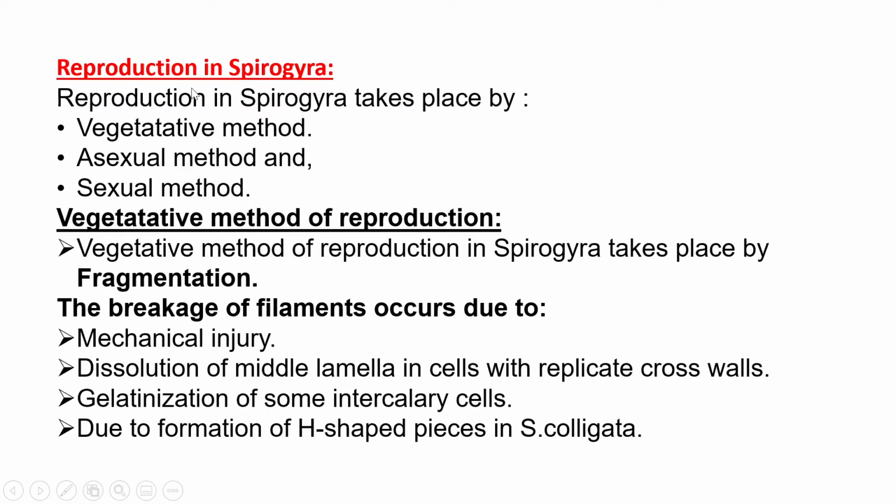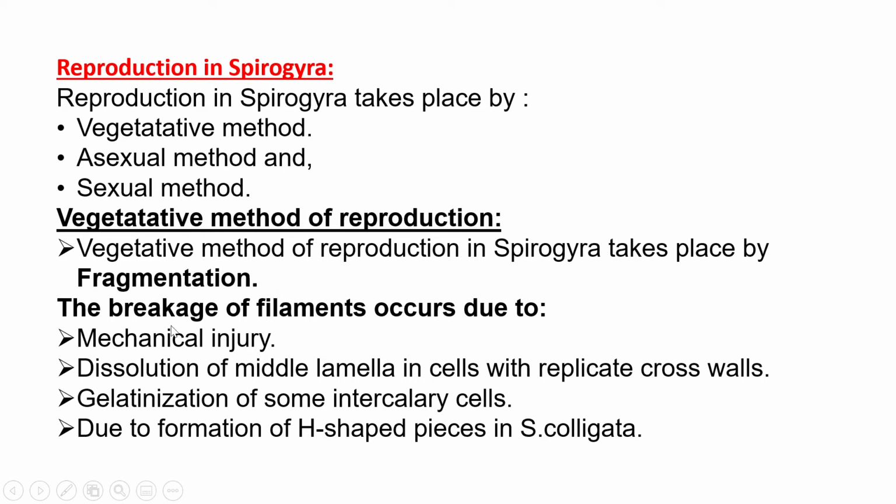Then we will move on to reproduction in Spirogyra. Reproduction in Spirogyra takes place by three methods: vegetative method, asexual method, and sexual method. We will see them one by one. The first one is the vegetative method of reproduction in Spirogyra. The vegetative method of reproduction in Spirogyra takes place by fragmentation.